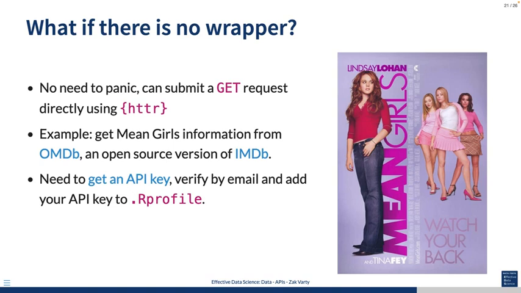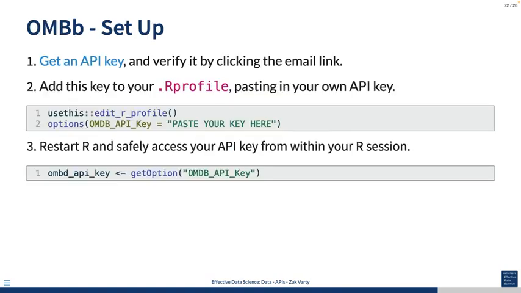As an example here, we're going to focus on the Open Movie Database, and this is an open source version of IMDb. And what we're going to try and do is get some information about the movie Mean Girls. To do this, once again, we need to set up an API key, verify it by email, and add that API key to our R profile. So you can get an API key directly from the OMDB website, and then you'll have to click the verification link in the email that they send you. You can then add the key that you're provided with to your R profile in just the same way as we did before. And when you're doing this, remember to paste in your own API key.